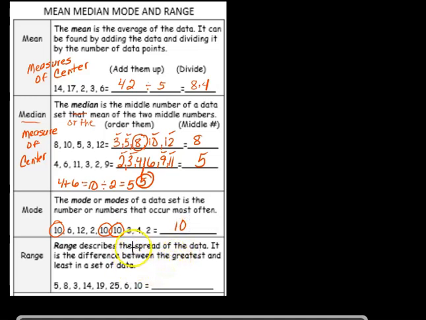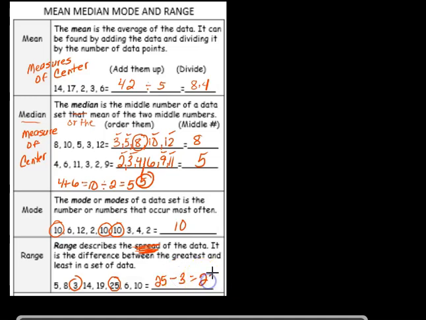The range is the spread. Whoops, I didn't mean to mark that out. I meant to underline it. But the spread of the data. How far spread out is it? And to find out how big it's spread out, you take your biggest number and subtract your smallest number.